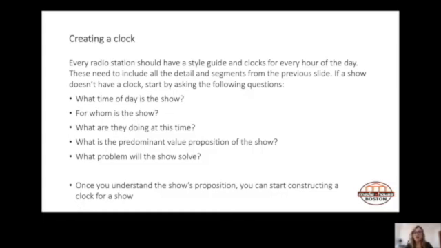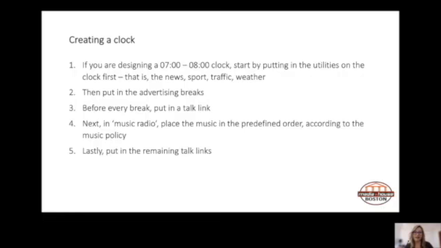Once you have a thorough understanding of the show's proposition, you can begin to construct a clock for the show. Plan your clock in a systematic way that will give you a full visual representation of a 1-hour show. So if you're designing a 7 to 8 o'clock clock, you'll start by putting in the news, the sport, the traffic, the weather first. Okay, so all the utilities first. Then you put in your ad breaks, whether it's 3 or 4.